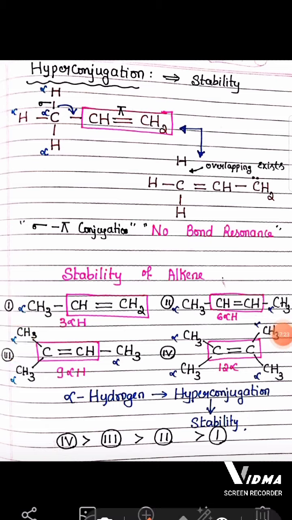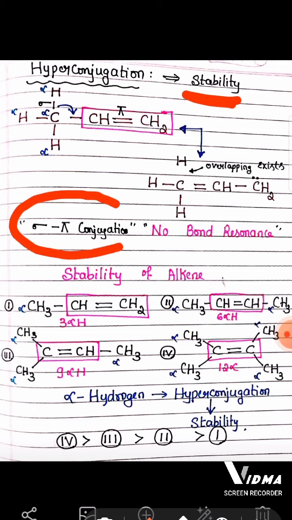Again, this will interchange, and this is going to continue. That makes the compound stable. Wherever we are finding hyperconjugation, it makes the compound stable. And hyperconjugation is also considered as sigma-pi conjugation, because of the involvement of sigma and pi bonds.